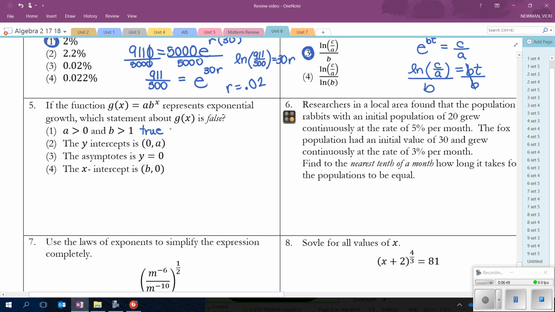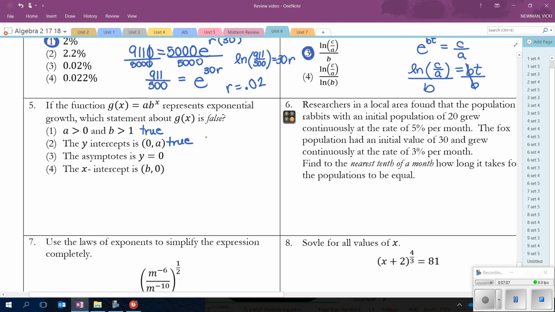The y-intercept is 0a. Well, if x is 0, b to the 0 is 1. So yeah, 1 times a will be a. That's true.